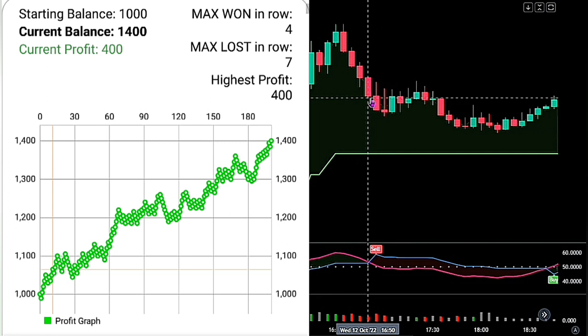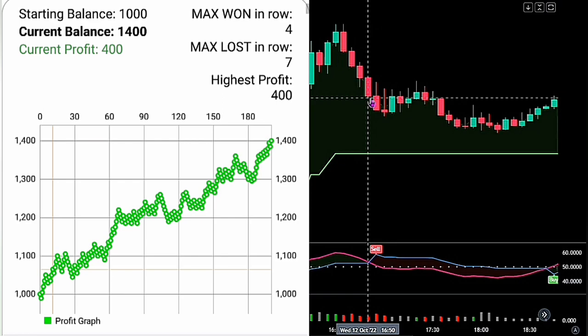Although commissions and spread fees would eat up some of the profit in real trading, because they were not included in the backtest. So you definitely want to expect that number to be lower when trading live. The profit factor for this isn't very impressive, as we had 4 wins in a row against 7 losses in a row. So expect some drawdowns while trading live, as they mostly occurred while we were in a ranging market.